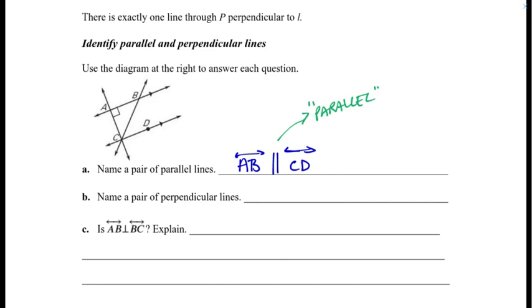Next up, a pair of perpendicular lines. Well, if we look, this right here is going to help us figure out which ones are actually perpendicular. So we see that right angle there, which tells us that those 2 lines have to be perpendicular. So we know that AB, and again, I'm going to use the symbol for perpendicular, which is a vertical line and a horizontal line underneath, AB is perpendicular to AC.